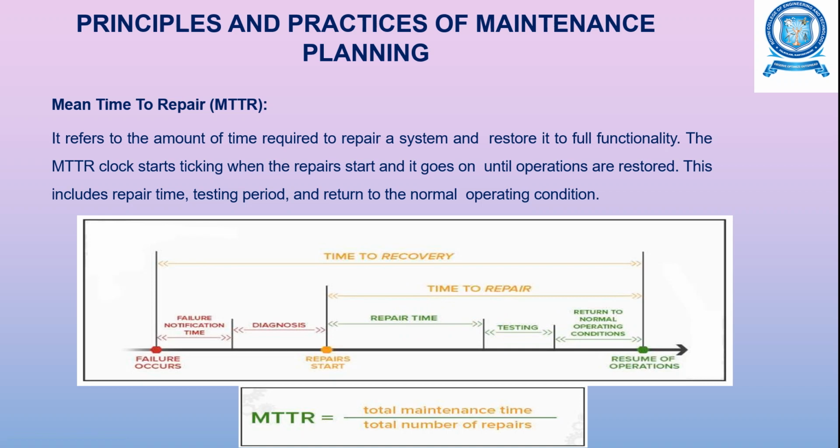So that is called mean time to repair. Mean time to repair is the total maintenance time divided by the total number of repairs.